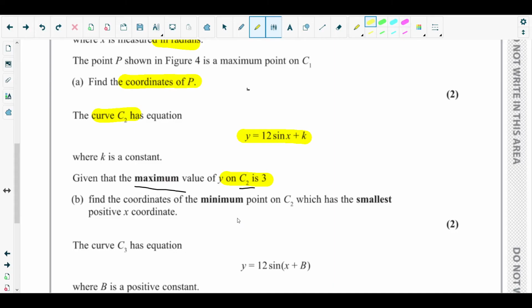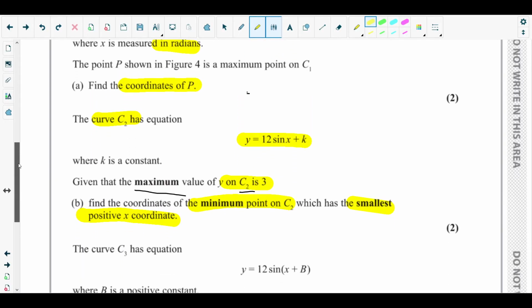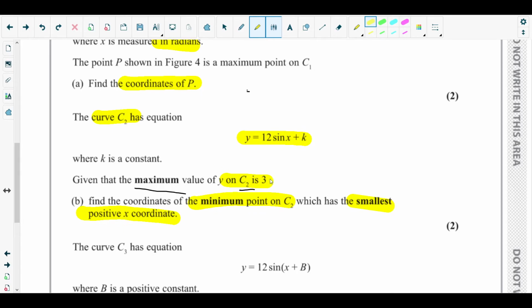Okay, before considering that, let's read question B. Find the coordinates of the minimum point on C2 which has the smallest positive x coordinate. So we need to find the coordinates of the minimum point on the curve C2 which has the smallest positive x coordinate. Okay, so before approaching this answer, we need to consider this fact.